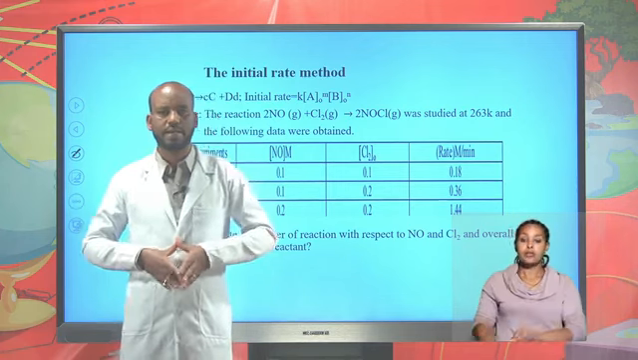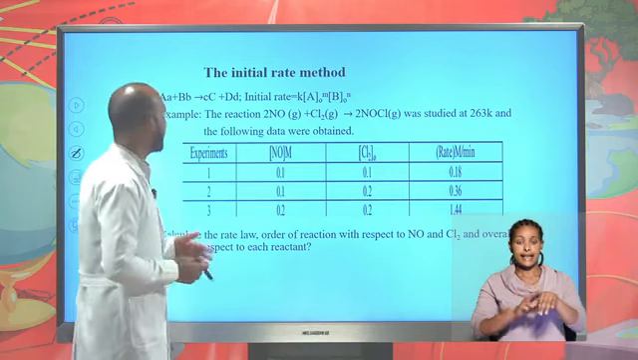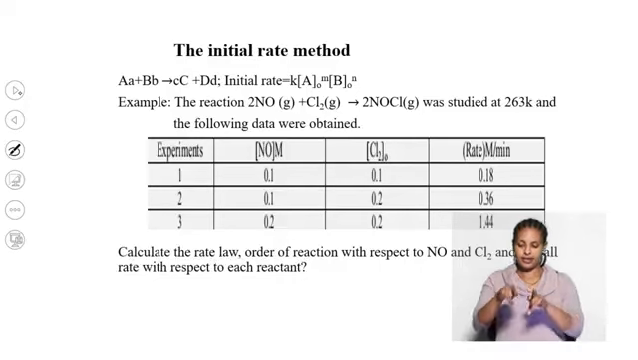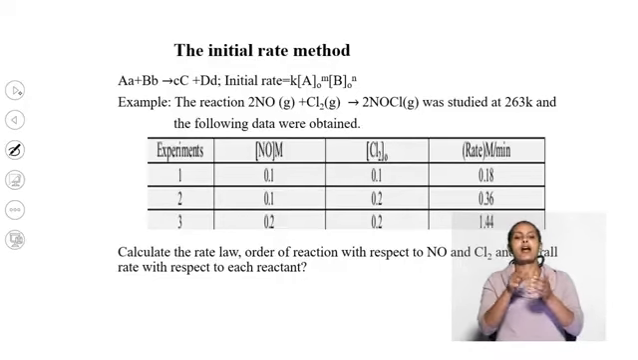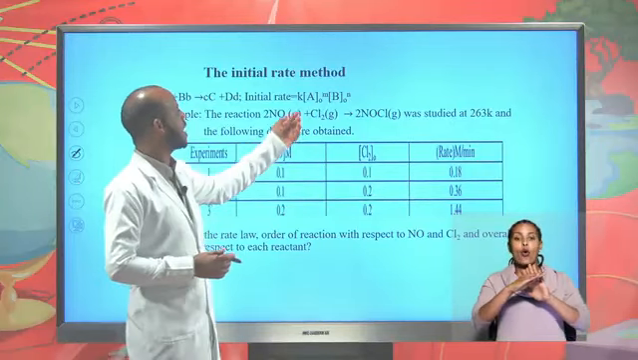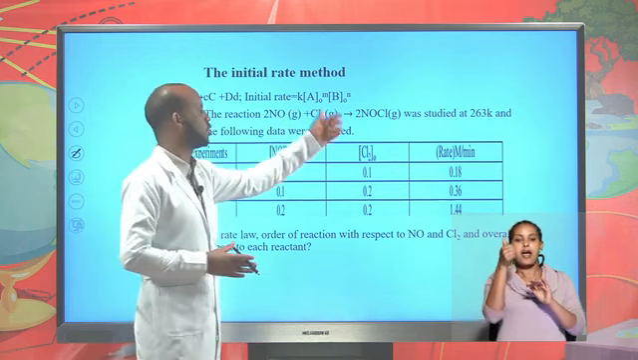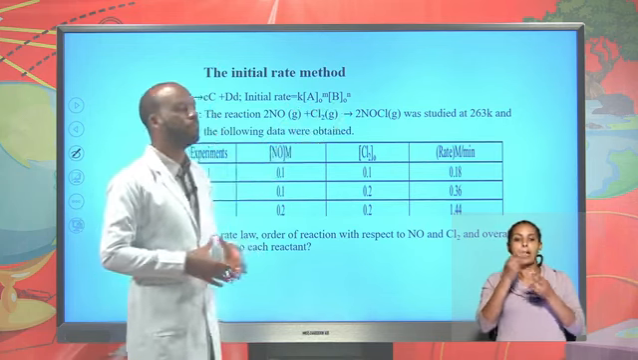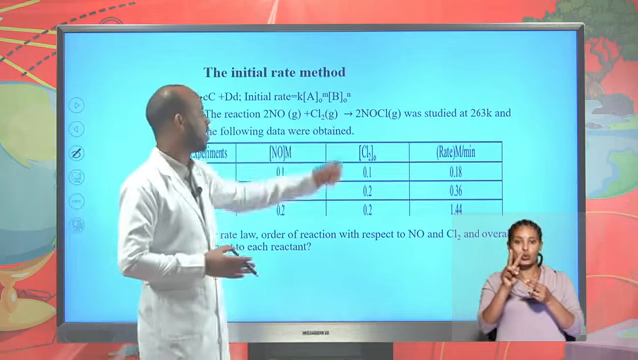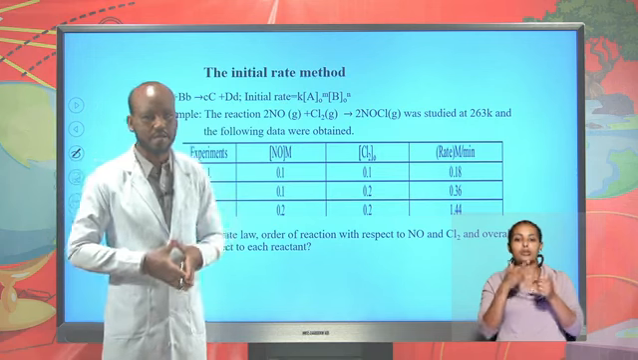Students, if you are ready, then we will get started. The initial rate method for the reaction A plus B to form C plus D. Initial rate equals k, the rate constant, times initial concentration of A to the power of m times initial concentration of B to the power of n, where m and n are obtained experimentally.